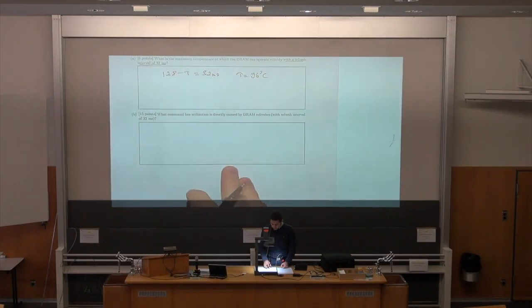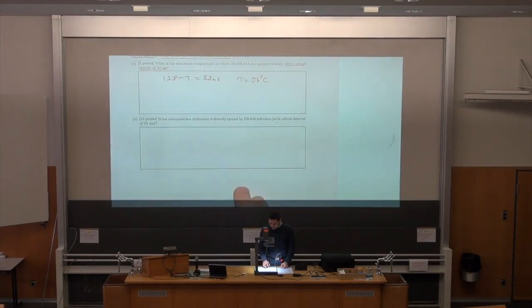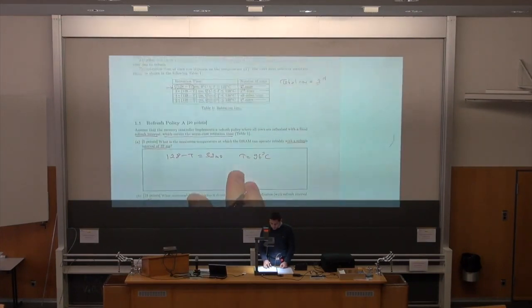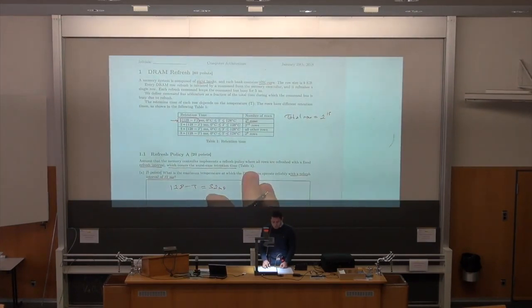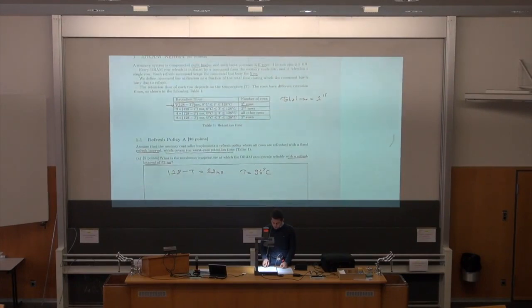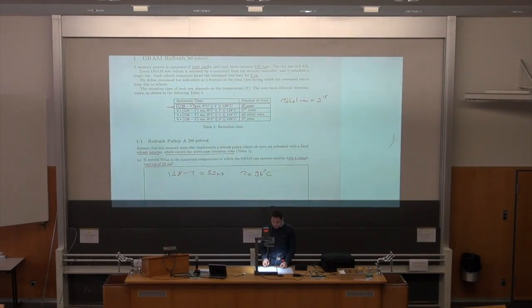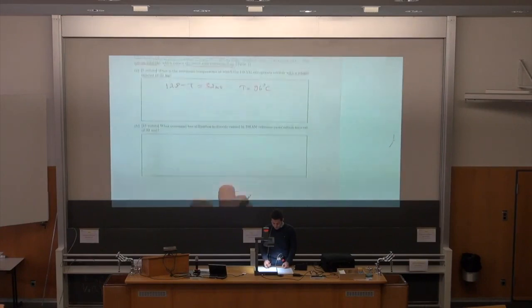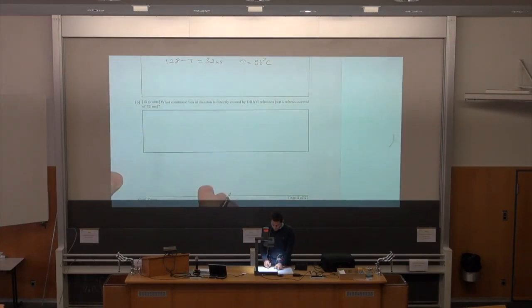It also asks what the command bus utilization is directly caused by DRAM refreshes. The command bus is defined as follows. The memory controller sends the refresh command, and the bus is kept busy for a certain time interval, which is 5 nanoseconds. So the command bus utilization is basically the total time that the command bus is kept busy within a refresh time interval.